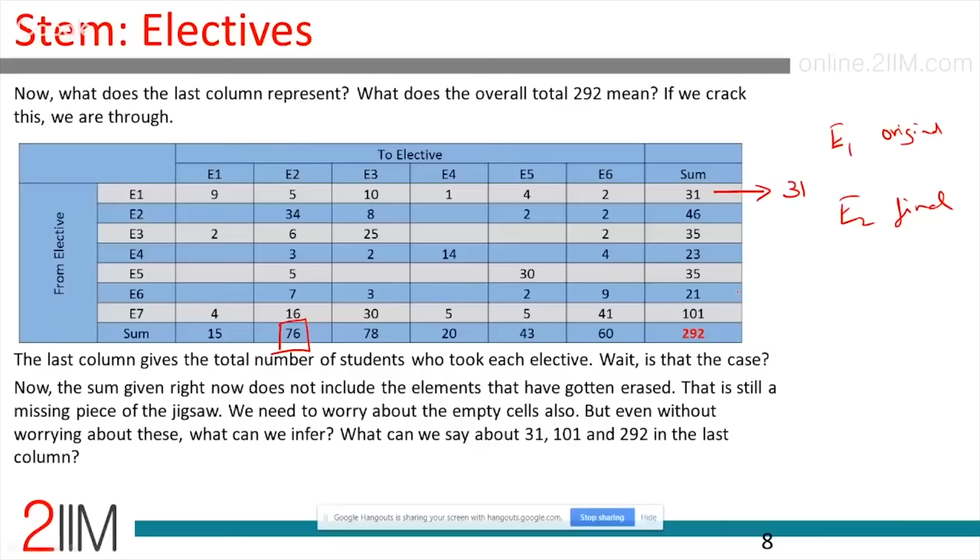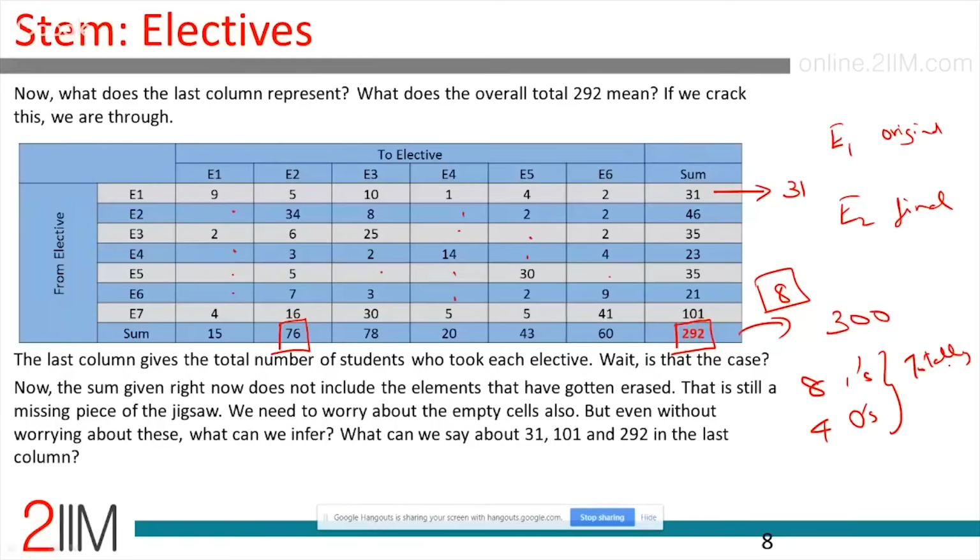Finally, this 292 is a big giveaway. So we still have to account for 8 more. We need to get to 300, so we need information about 8 more students. Of these cells, 8 are ones and the remaining are zeros. We have 8 ones and 4 zeros in total. That's how the total will add up to 300.